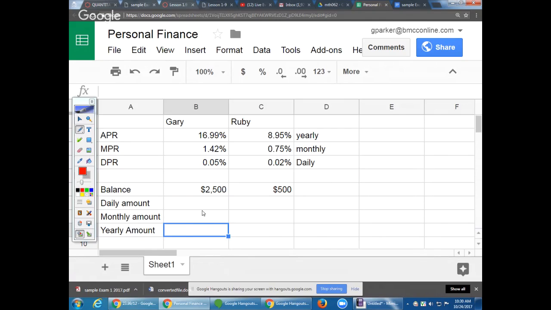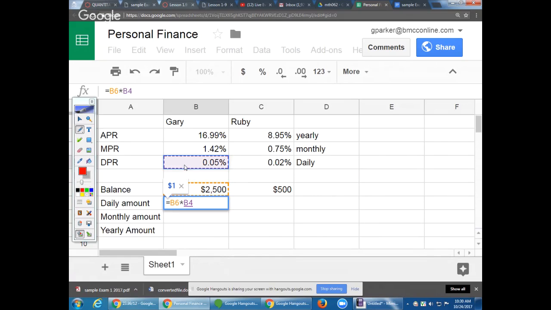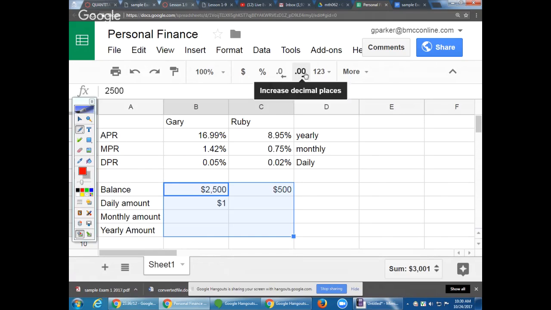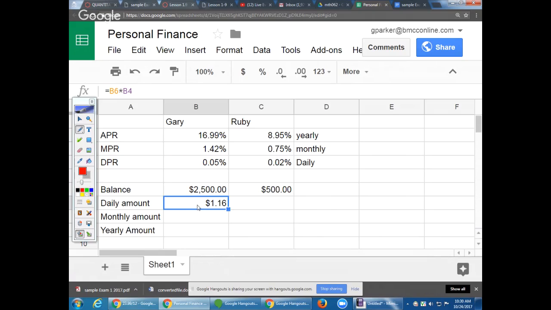When we get to this next quarter, for sure we'll get to this in Math 105. We might get to this next quarter. So here is not too bad. I just want to go equals, take the balance. Since I'm looking for a daily amount, I should go times, the asterisk, the daily percentage. Now here it says it's exactly $1. That's just because it's not showing me decimals. So I'm just going to highlight all these number blocks here and say, give me 2 decimal places. So per day, if Gary's stuck at a $2,500 balance, he's going to owe about $1.16 per day.